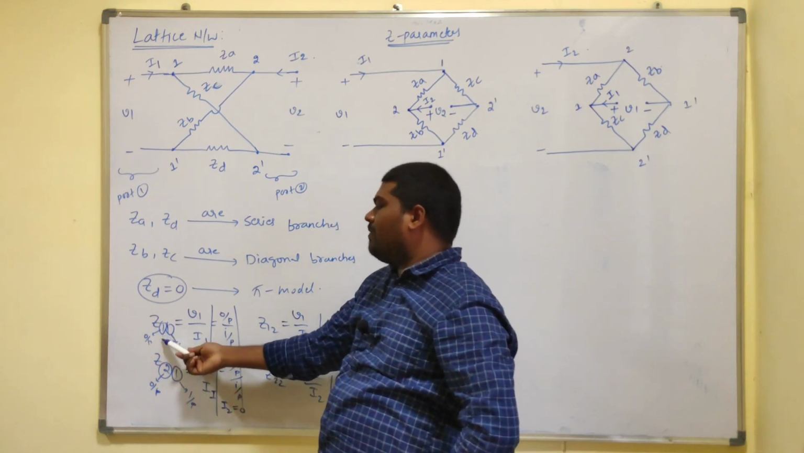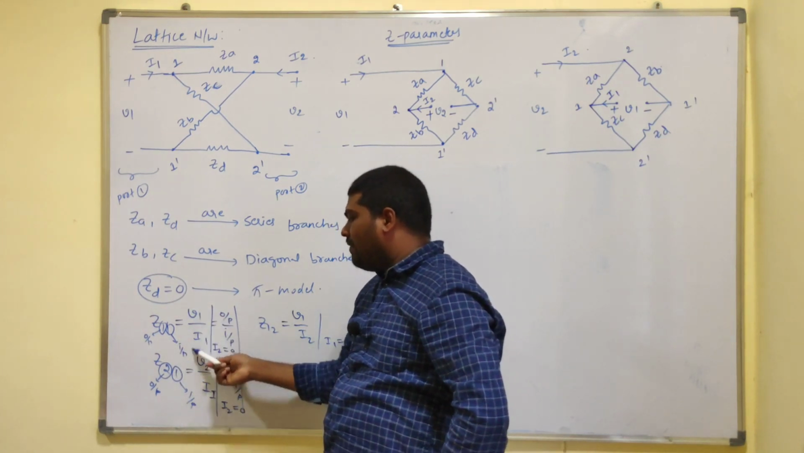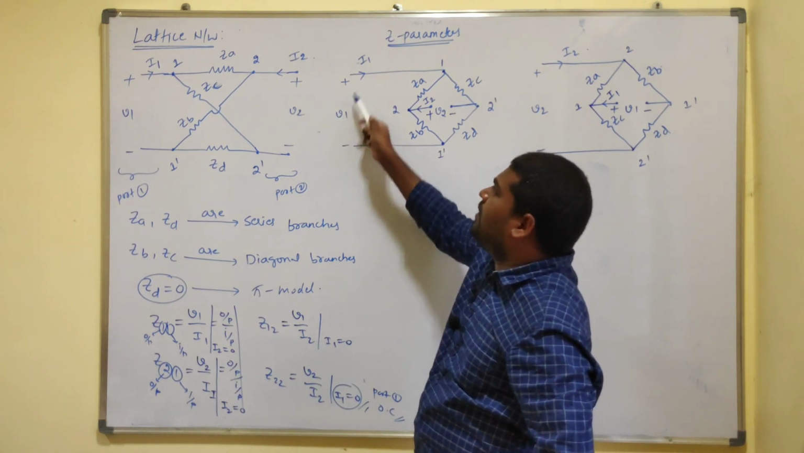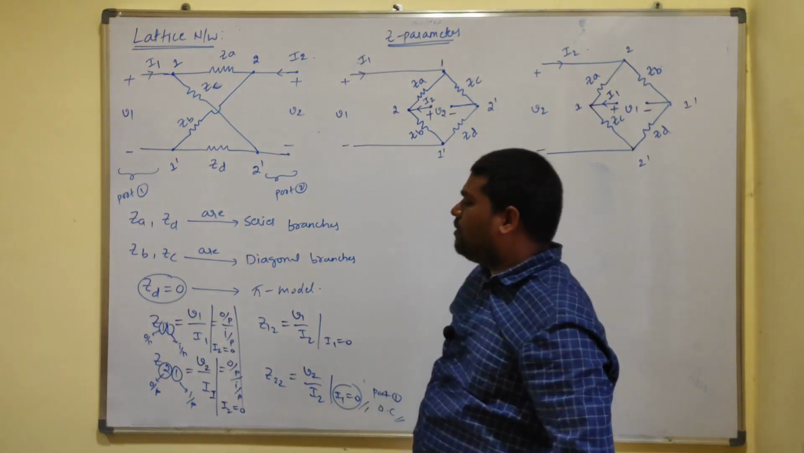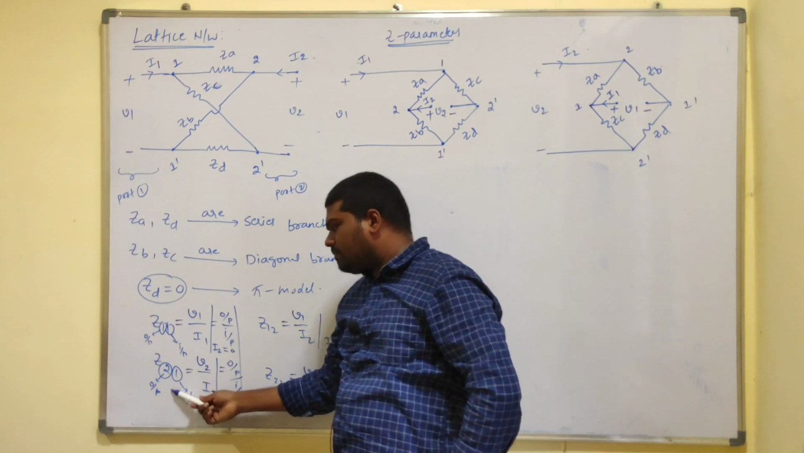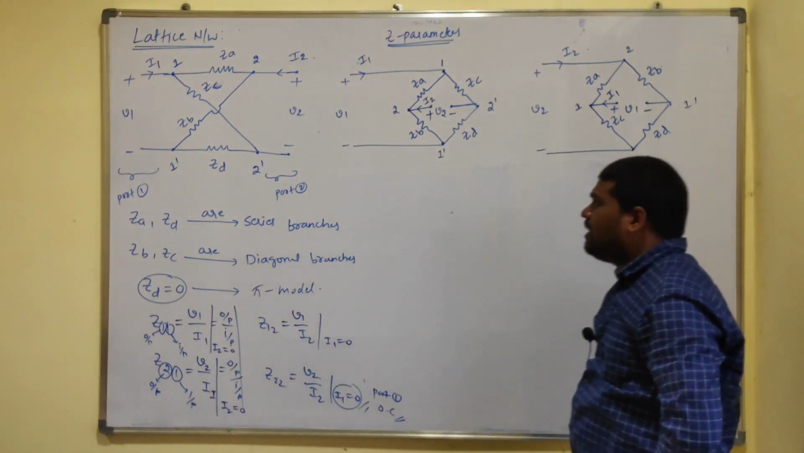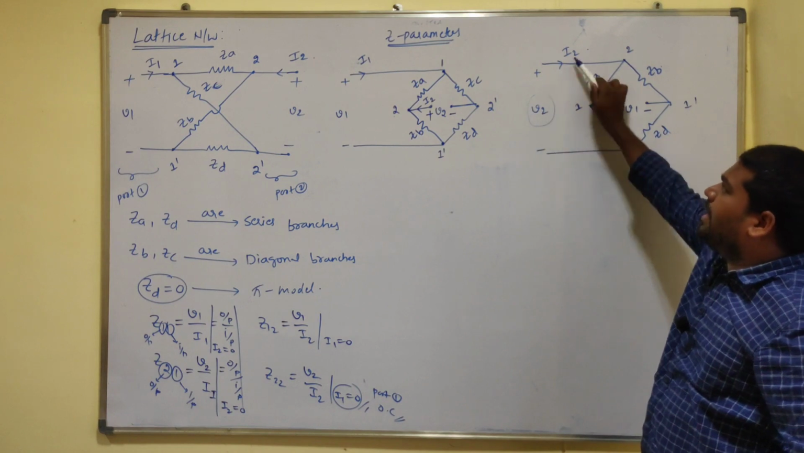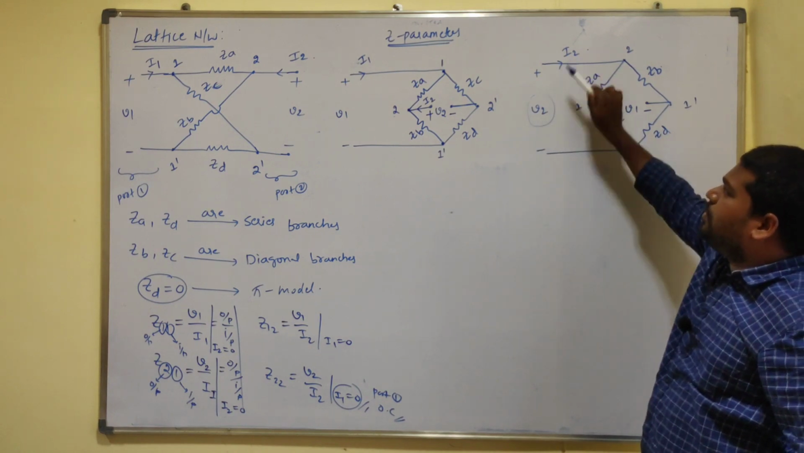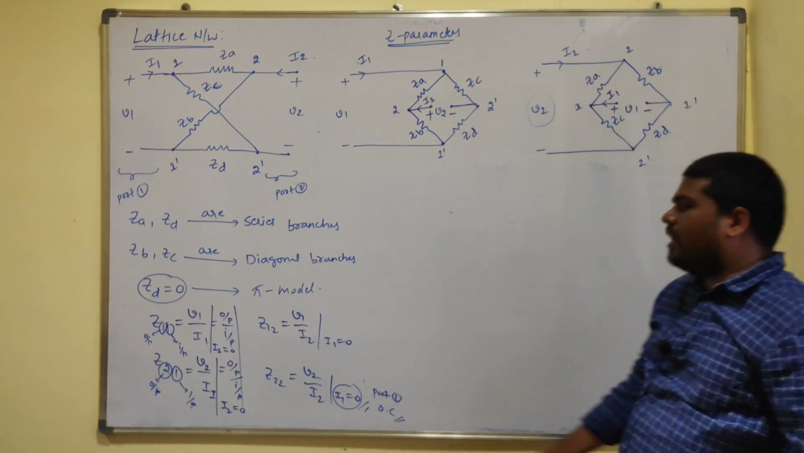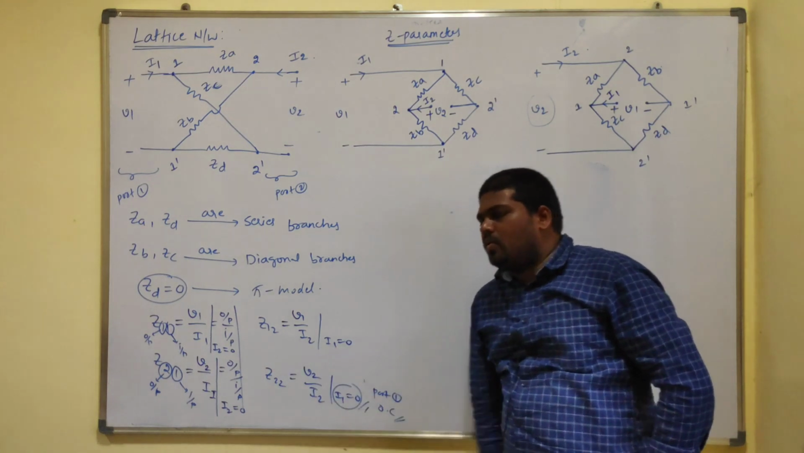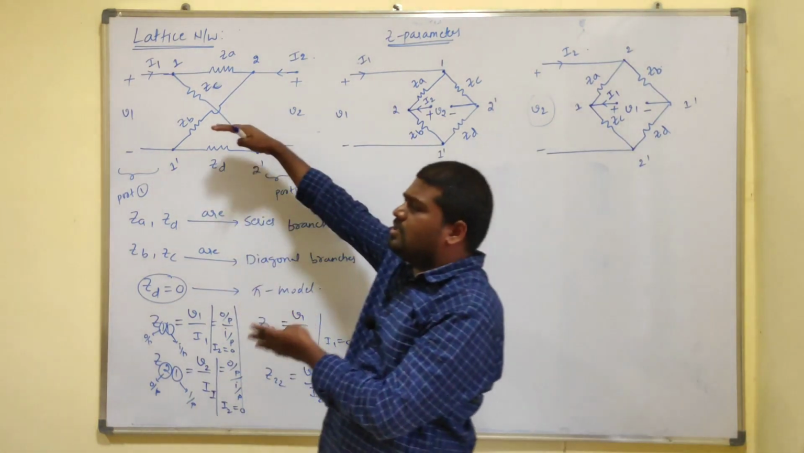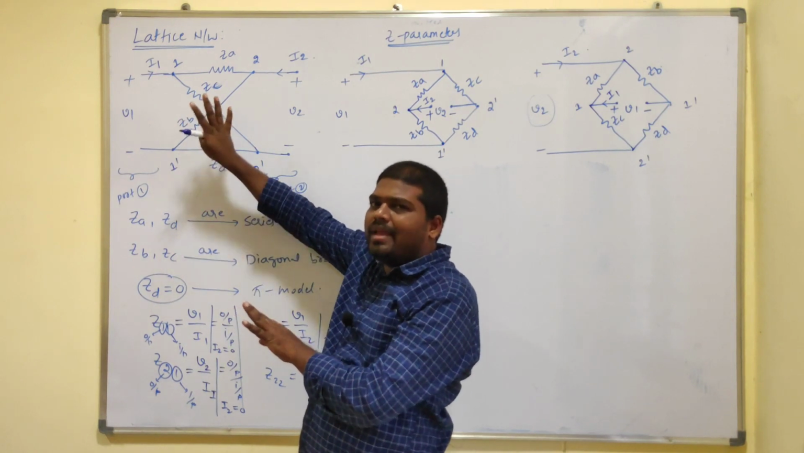Why? Because Z11 involves the V1 and I1 variables. Here also we consider port 1 as the reference point, with V1 and I1, so we can find out Z11 as well as Z21. Similarly, for port 2 the reference point is port 2, with variables V2 and I2. From this network we can find out the Z12 and Z22 parameters, right? So this entire lattice structure is a complicated one.